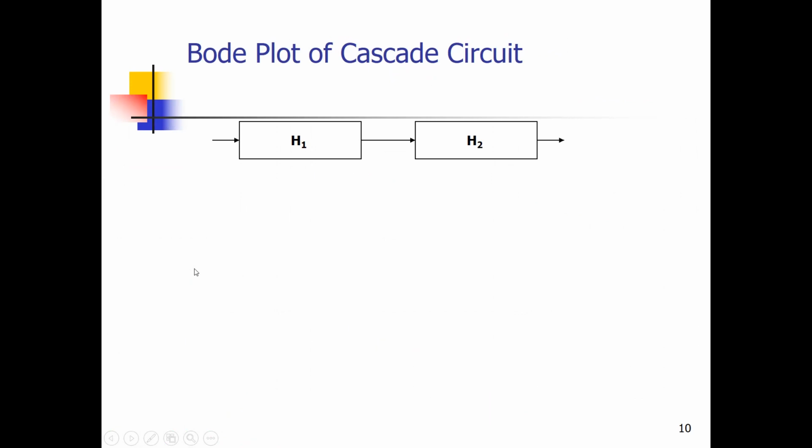Now let's look at what happens if we put 2 or more systems in cascade or in series, as you could say. We have a system H1, and behind that system we put another system, H2.